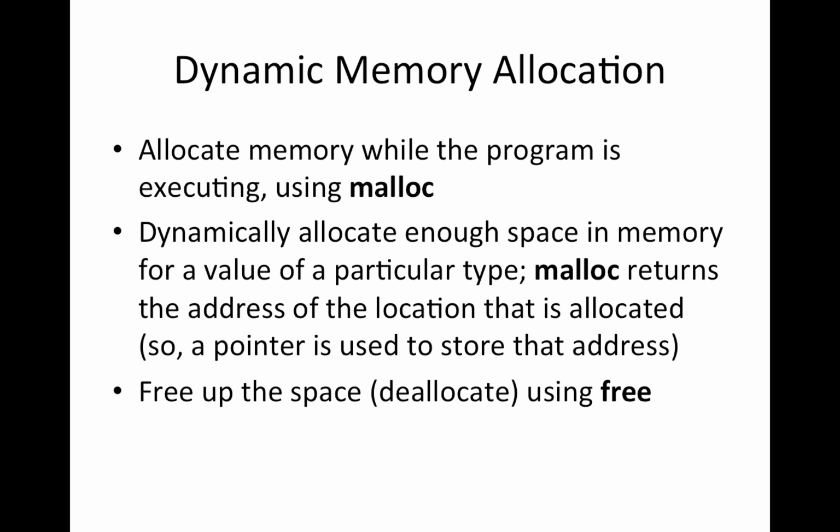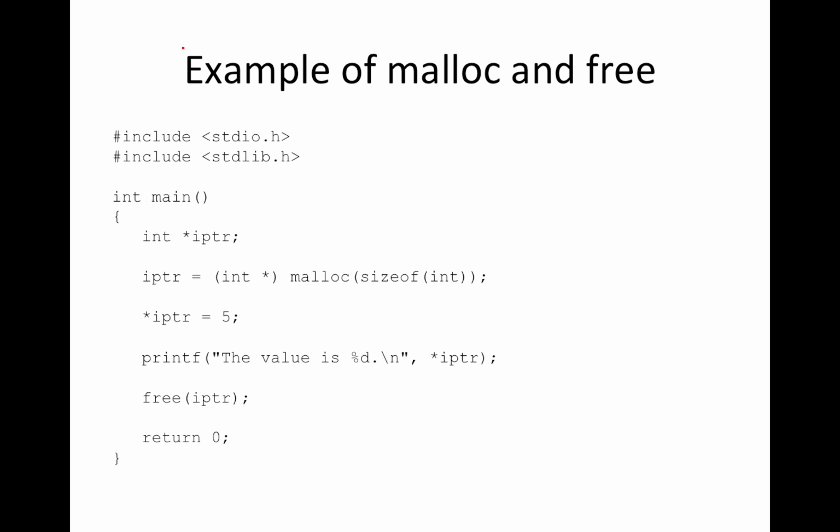Once we're finished with the space and we don't need it anymore, we can free up the space or deallocate it using the function free. Here's an example of using the functions malloc and free. In the main function, we're declaring a pointer variable IPTR. So that is going to allocate a location in memory for our pointer variable.